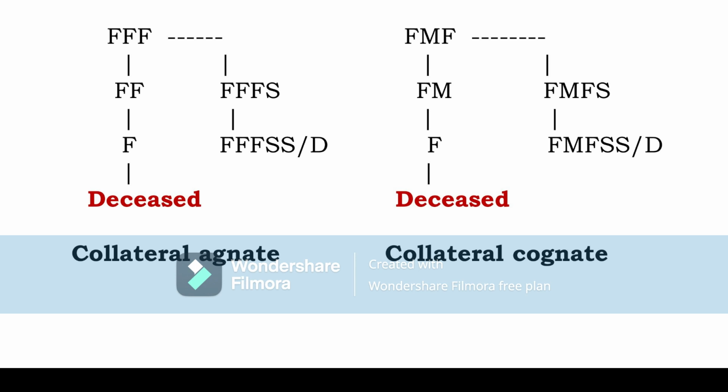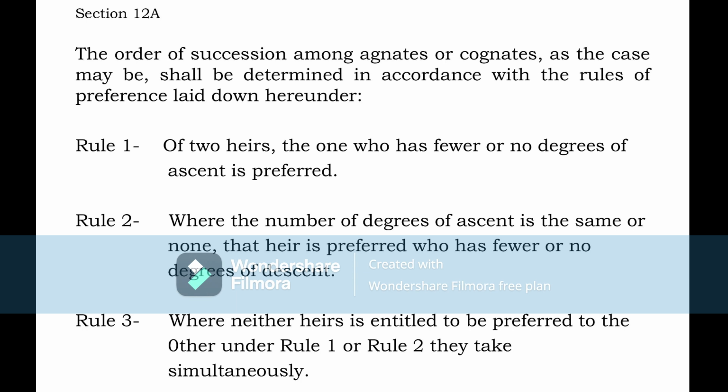So section 12A gives three rules. This is how the order of succession will be decided. The order of succession among agnates and cognates will be determined according to the three rules. Rule 1 says, of two heirs, the one who has fewer or no degrees of ascent is preferred. Rule 2 says, where the number of degrees of ascent is the same or none, the heir is preferred who has fewer or no degrees of descent. Rule 3. Where neither heir is entitled to be preferred to the other under Rule 1 and 2, they take simultaneously. What is it? I will explain it with the illustrations.